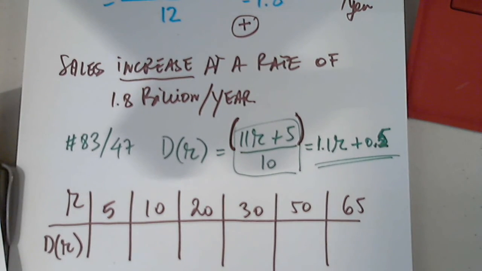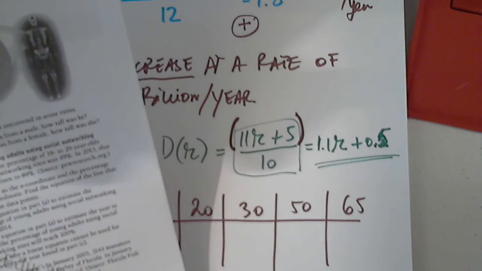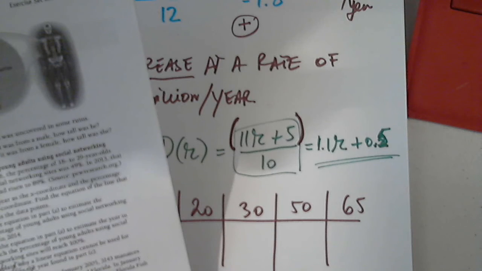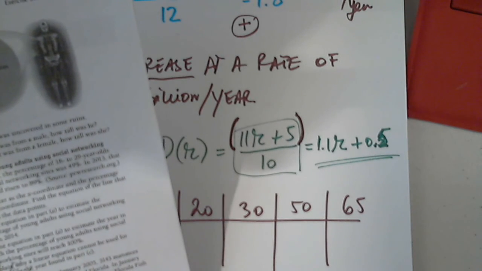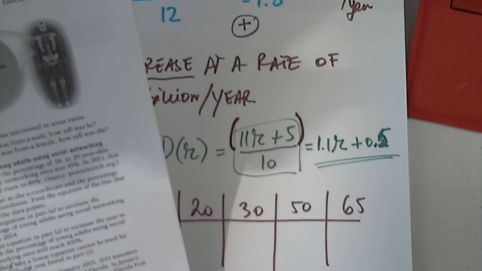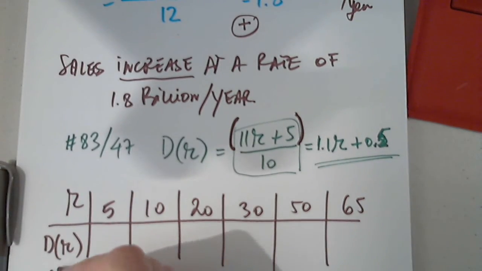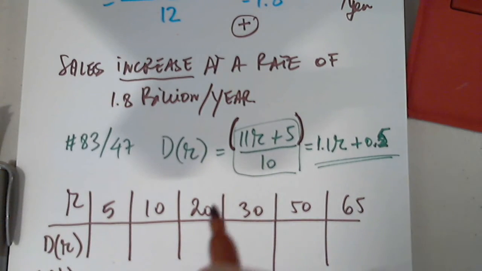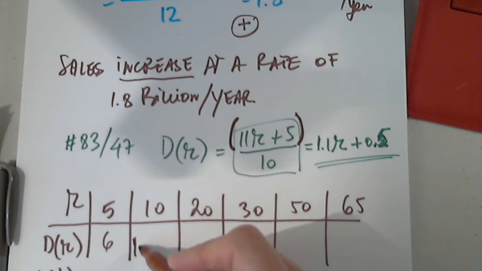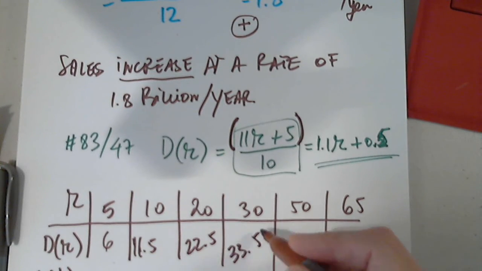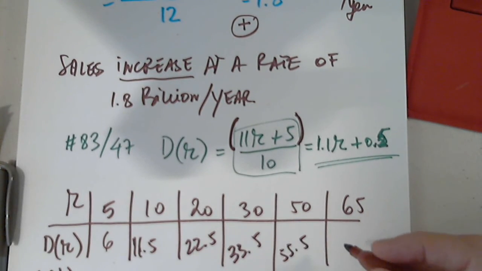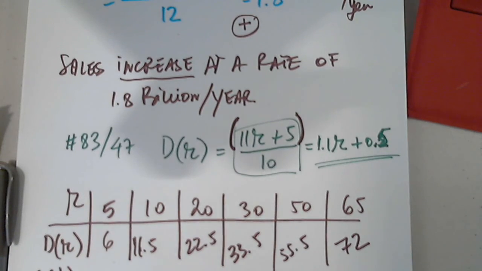And the distance is measured. We have to put the measurement unit always. So they are telling us it's in feet, and the speed in miles per hour, of course. So the distance is in feet. Good. So I got 6, 11.5, 22.5, 33.5, 55.5, and 72 feet.